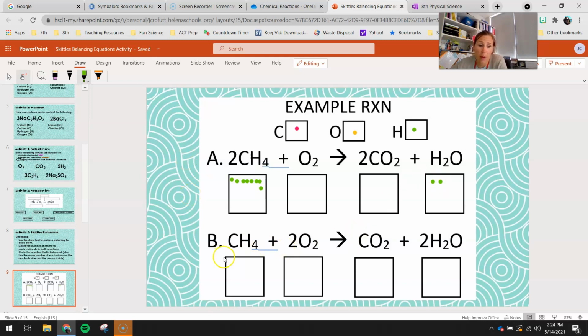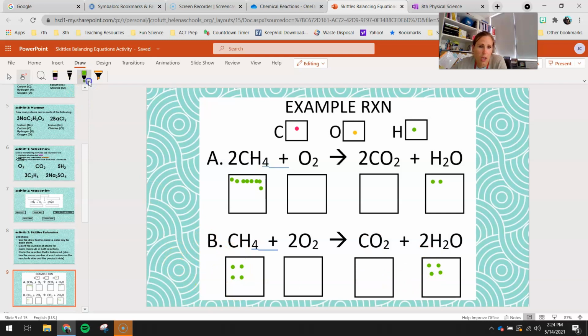Let's go ahead and do my bottom one. I have a coefficient of 1 in front of this CH4, so I only have 1 molecule of CH4, meaning I have 4 hydrogen atoms: 1, 2, 3, 4. On the opposite side, my product side, I have 2 molecules of H2O, so 2 times 2 is 4: 1, 2, 3, 4. Looking right now, my hydrogens are the same for this second reaction.